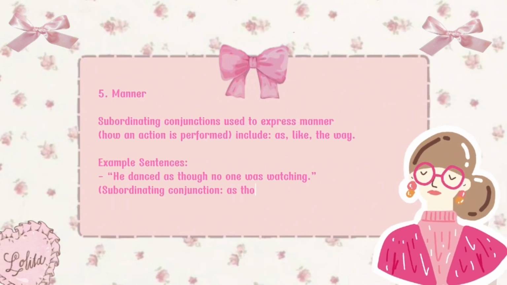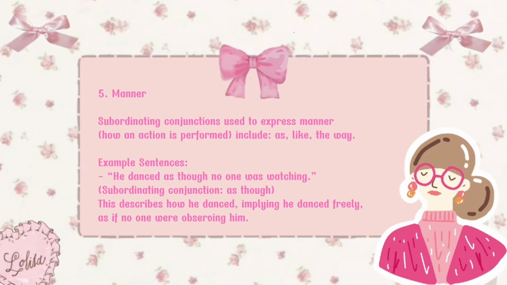And the fifth is manner. Subordinating conjunctions used to express manner, how an action is performed, include as, like, and the way. These conjunctions connect the adverb clause with the main clause and describe the manner or style in which the actions in the main clause occur. The adverb clause answers the question how and provides more detail about the way in which something is done.